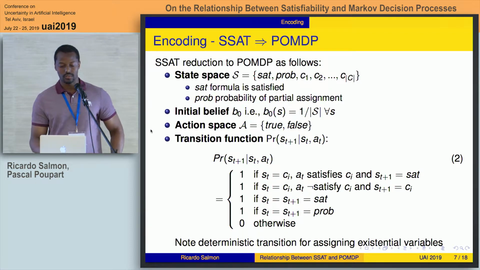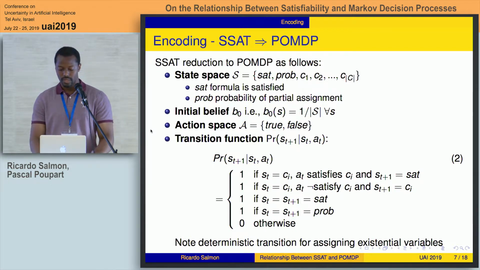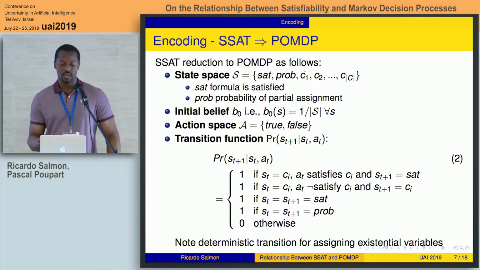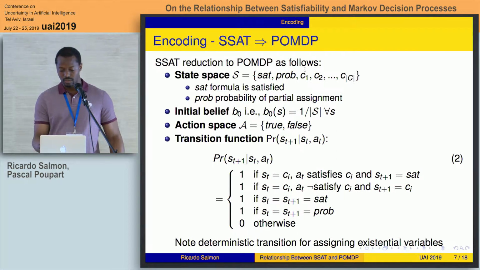So the reduction goes as follows. In the POMDP, each clause becomes a state, plus two additional states, stat and prob. Stat represents the idea that the formula is satisfied, and prob keeps track of the probability of the partial assignment up to that point. We have a uniform distribution over the initial belief.